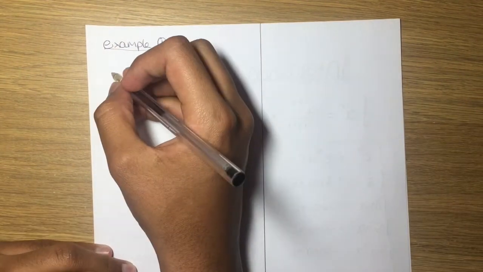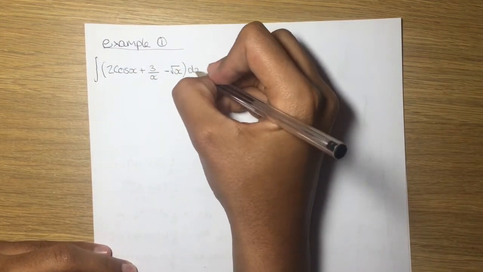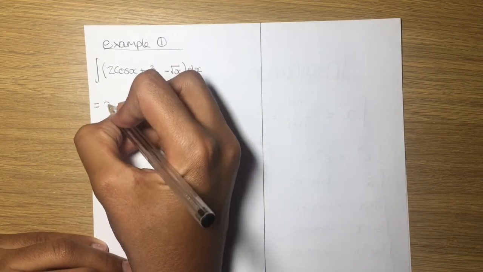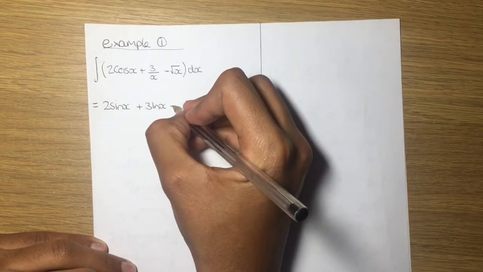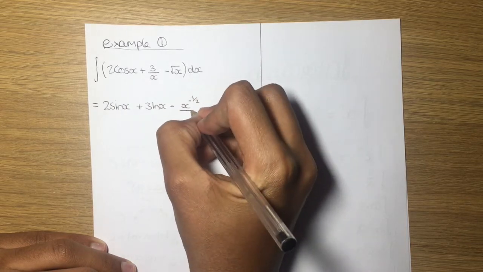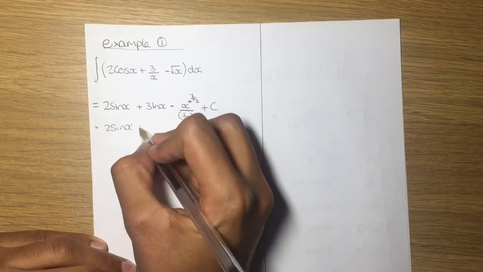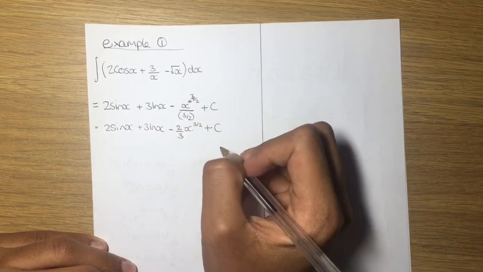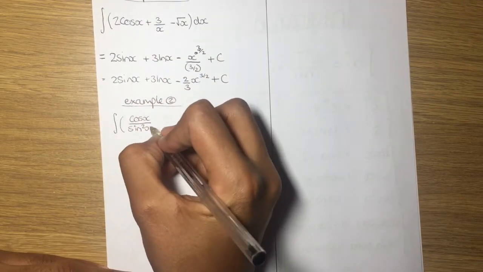Now let's get into some examples. Example 1, we've got the integral of 2 cos x plus 3 over x minus root x. We know that the integral of cos, if you go back to your sheet, is sine, so we get 2 sine x plus 3 ln x, because it's essentially 3 times 1 over x, and when we integrate 1 over x, as seen on the sheet before, that gives us ln x, and then we just have the 3 in front. Then we integrate root x as normal, and obviously add our plus c.